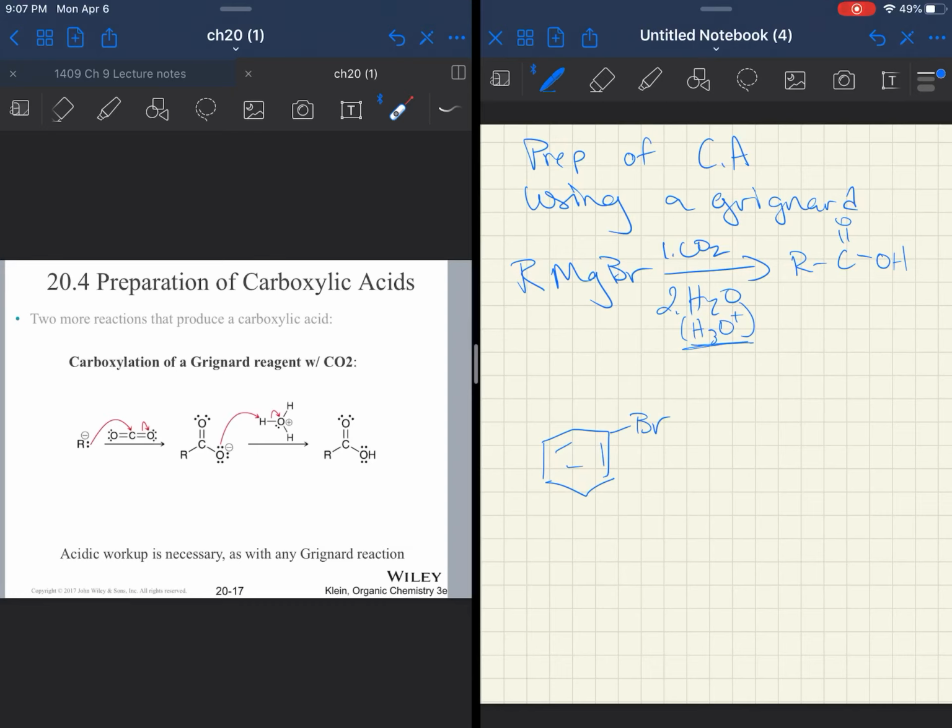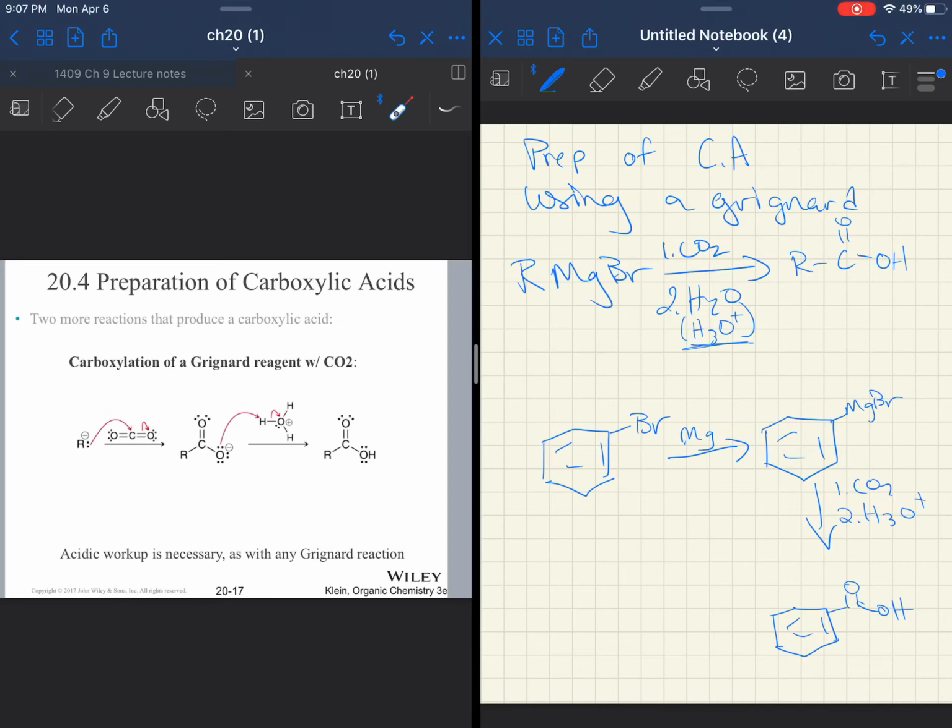This could be really useful for, say, adding a carboxylic acid on directly to a ring, right? If you were having difficulties, you couldn't use Friedel-Crafts for whatever reason, you could react that with magnesium. You make the Grignard, MgBr. You react it with CO2 and an acid workup, and voila. Another way to get to a benzoic acid.